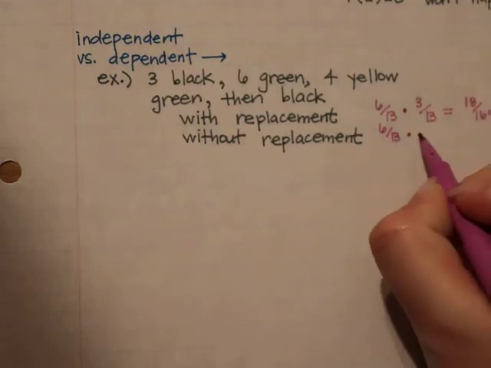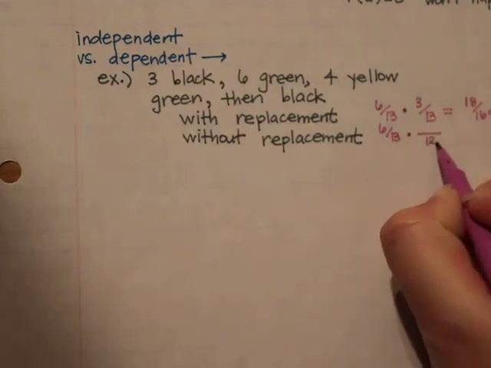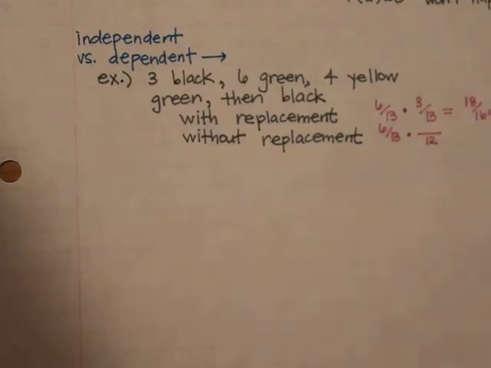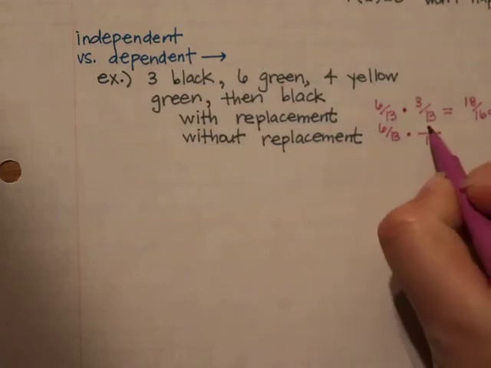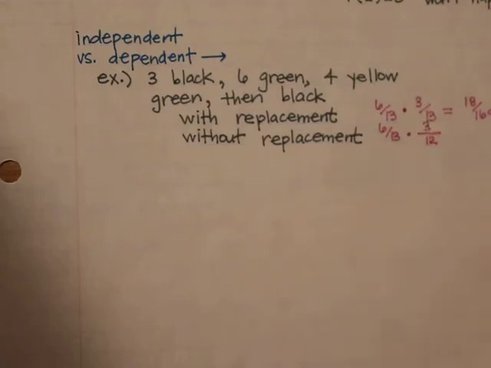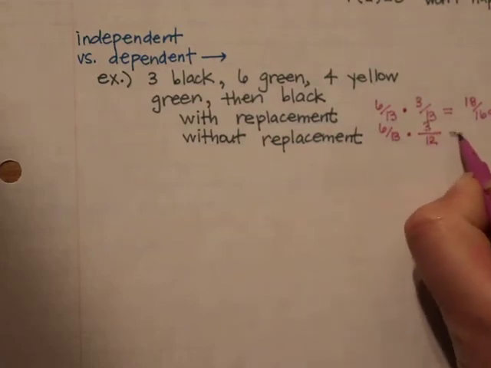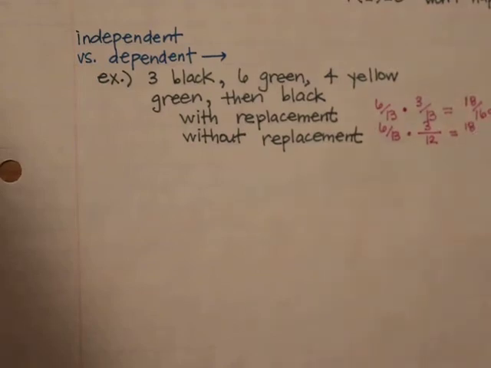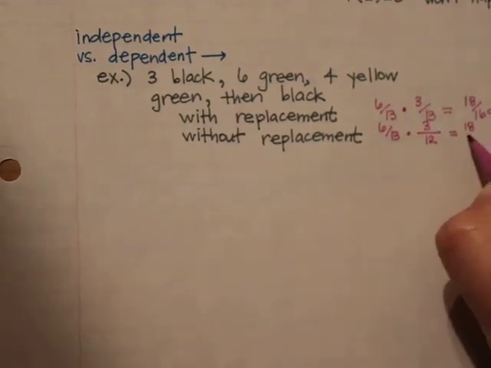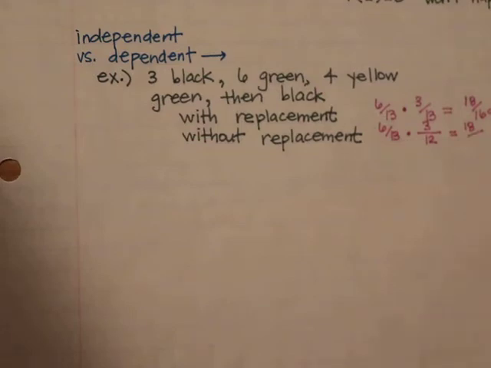That means that in this next round, because I set it aside, I don't put it back in, there's only 12 marbles in the bag. And that changes things a little bit. So now when I pull black, it's 3 out of 12. So I still have 18 ways, or 18 desired outcomes of going green and black, but now the total outcomes has changed because the denominators have changed.